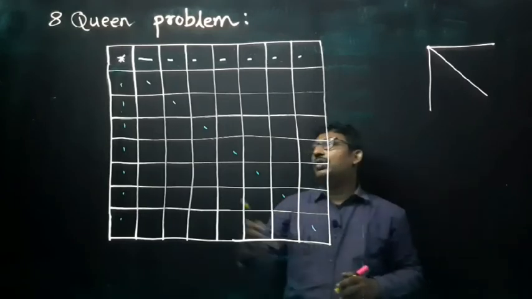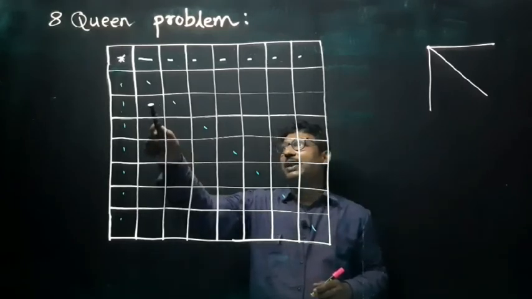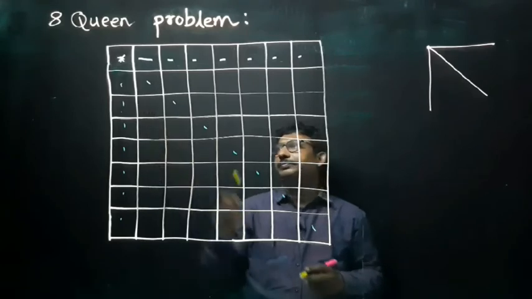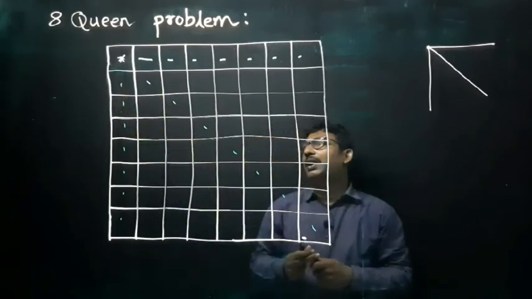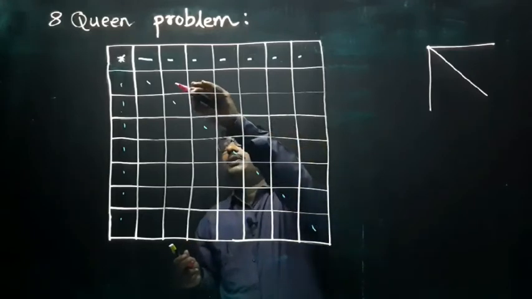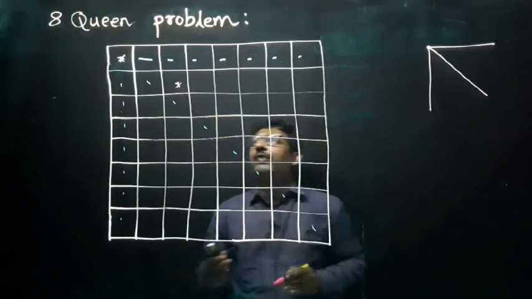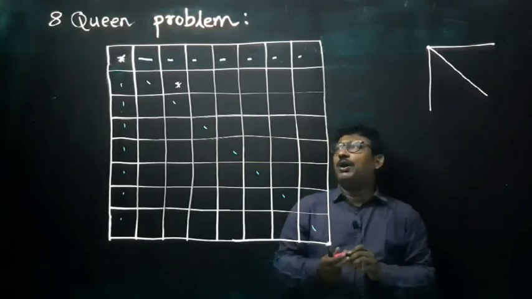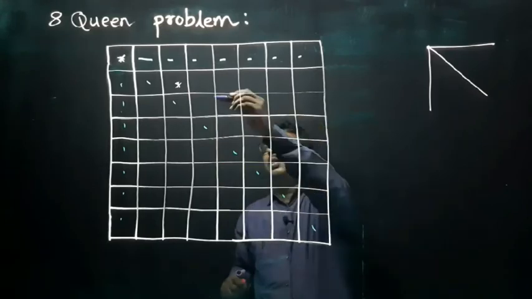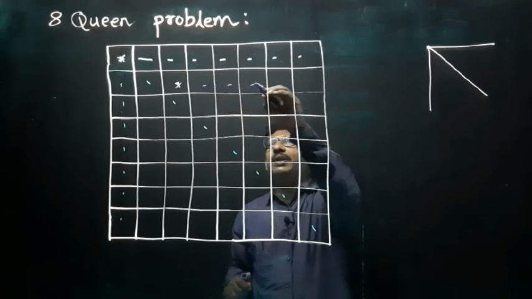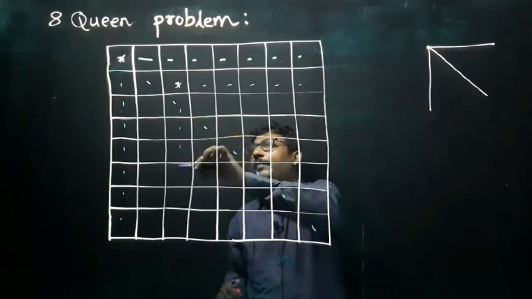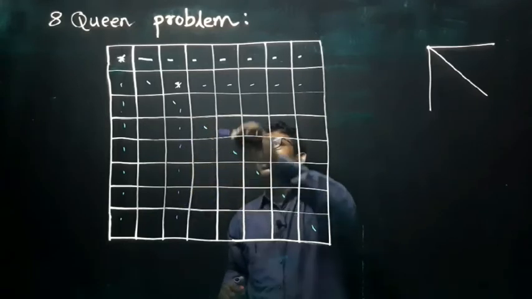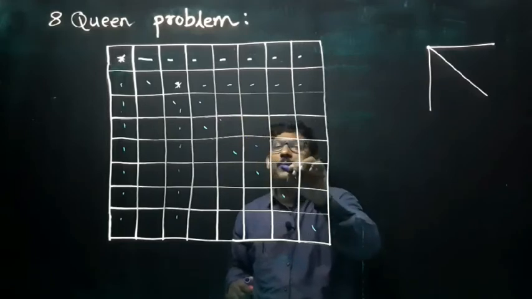Next, the place where we can keep the queen is this place, and for this particular row we can keep the queen here also. So next step, I kept the queen here, and now you can't keep one in this particular row, you can't keep one in this particular column, and you can't keep one in this particular diagonal.